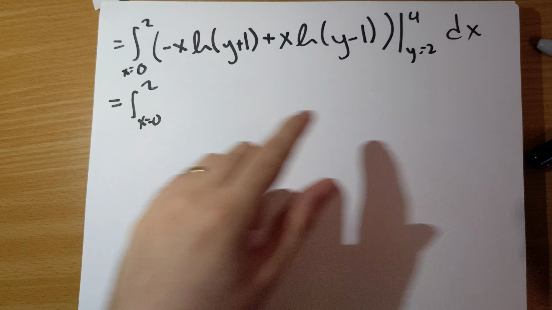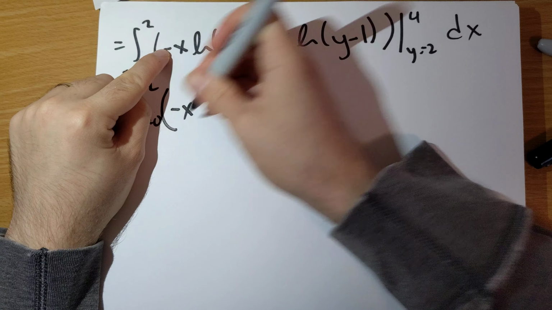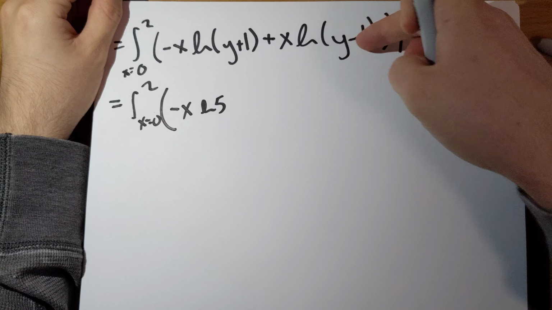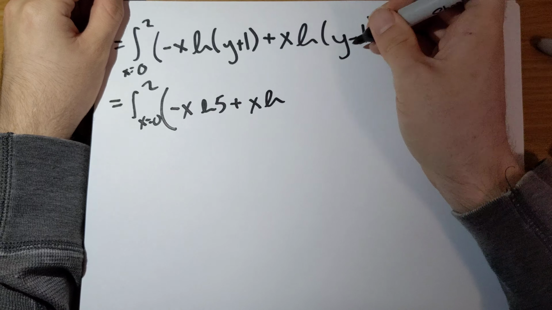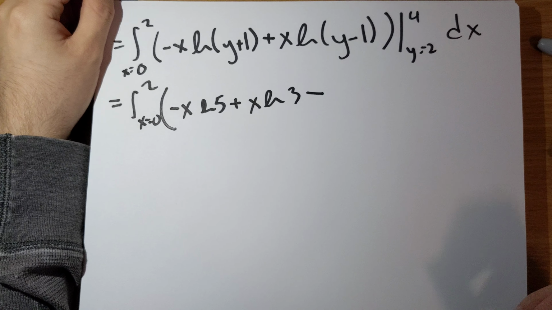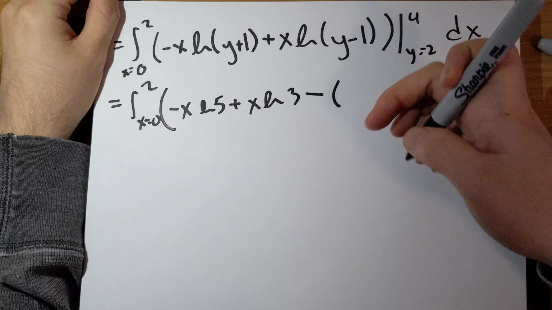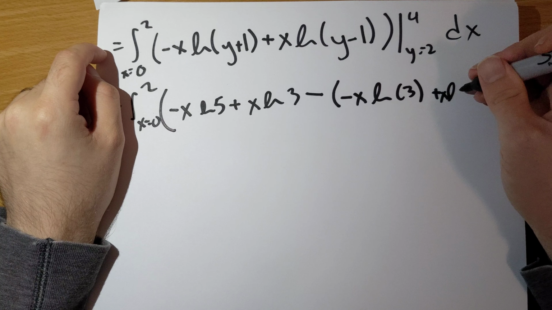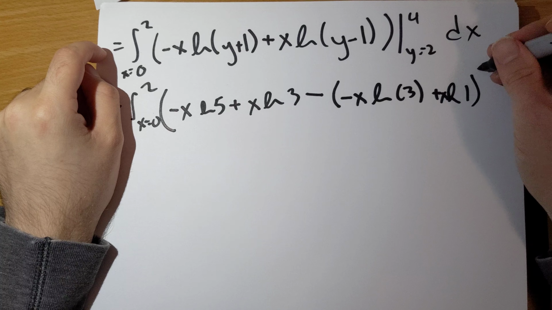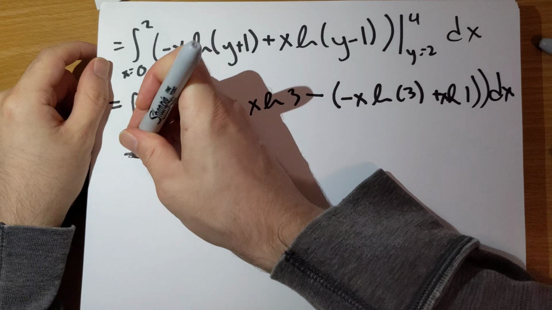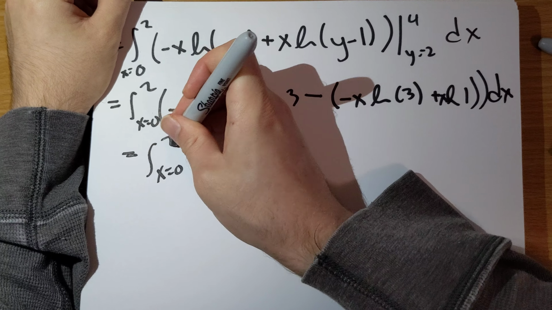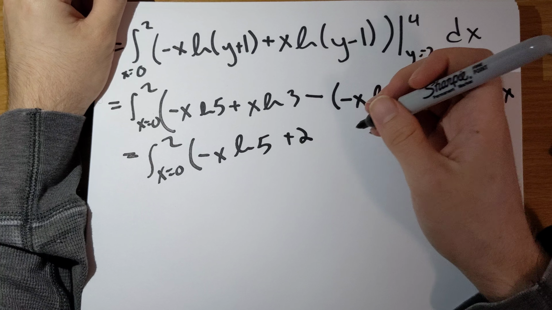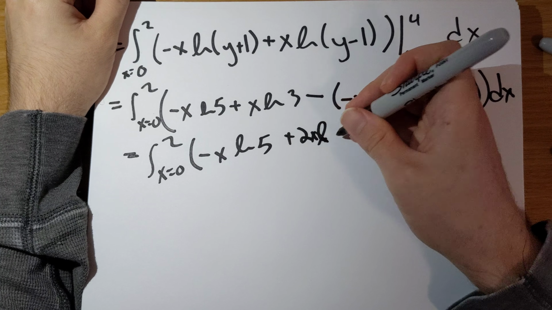Okay, so plugging in y is 4 gives us -x times natural log of 4 plus 1 is 5. Plug in y is 4 over here, gives us positive x times natural log of 4 minus 1 is 3. Okay, so now we subtract off the y is equal to 2 terms, -x times natural log of 3 plus x times natural log of 2 minus 1, natural log of 1, that's 0. Okay, so one more integration to do, that becomes 2 times x times natural log of 3.